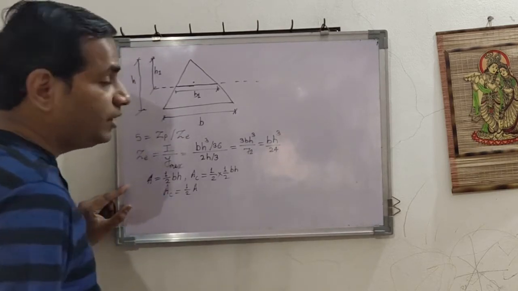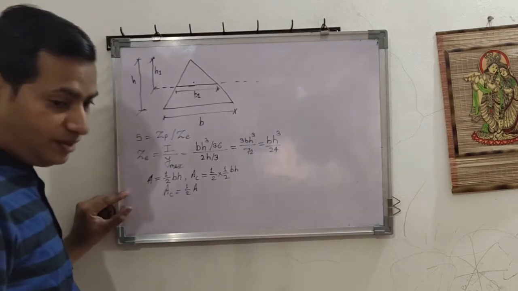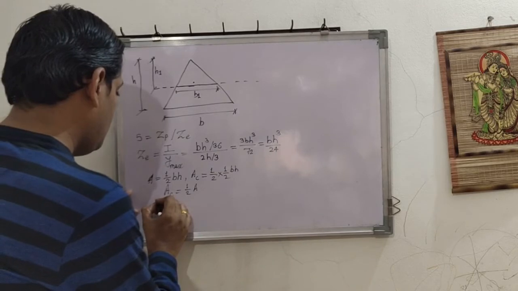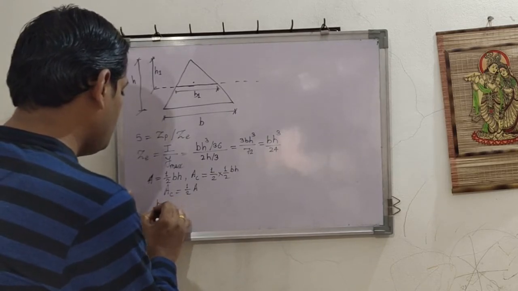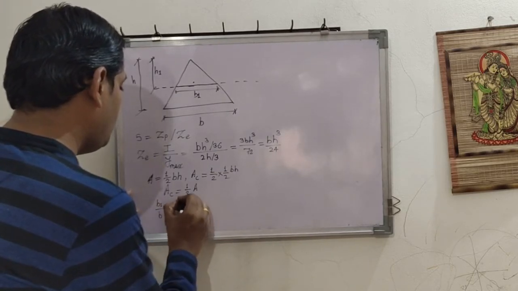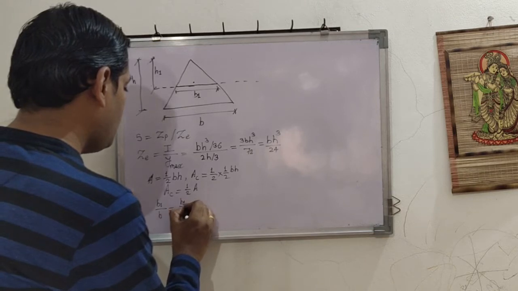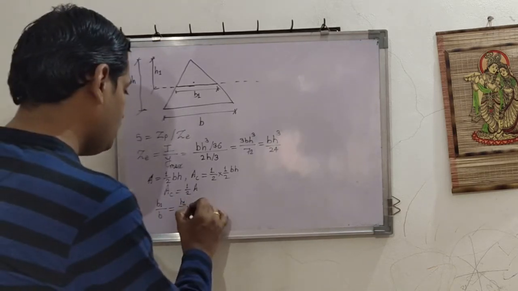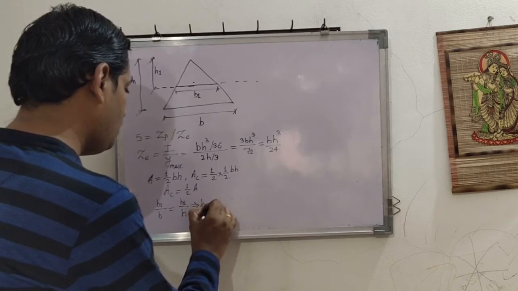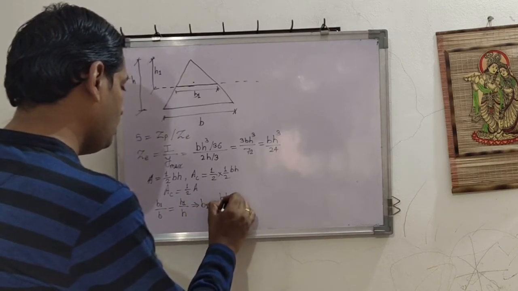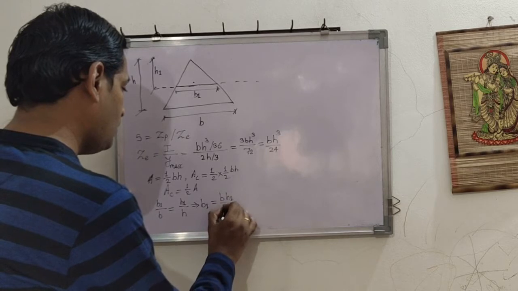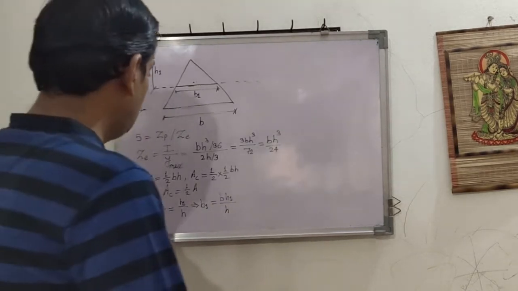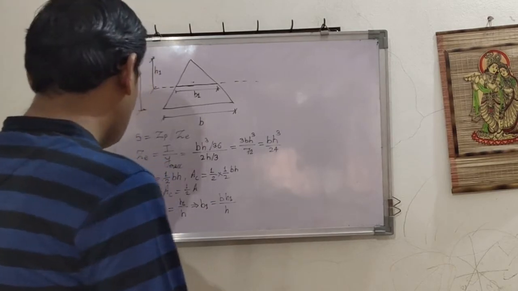Now we will use the similarity of triangles. So what is the similarity of triangles? b1 upon b is equal to h1 upon h. From this we will get b1 is equal to b h1 upon h. So we will continue with this.